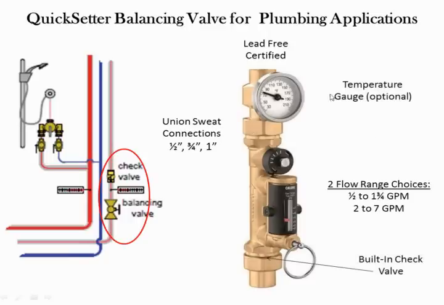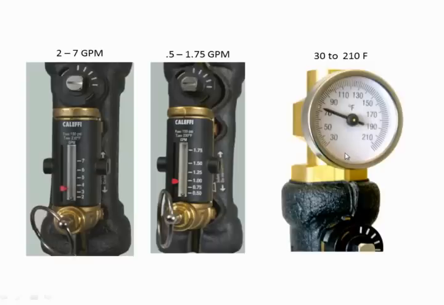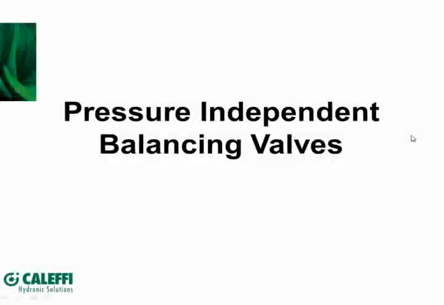Also a built-in check valve and an optional temperature gauge, and a stainless ball adjustment mechanism here for high durability. So a close-up look at the valve face. Here's the half gallon per minute, 1 3/4 gallon per minute, and 2 to 7, and the optional temperature gauge close-up.